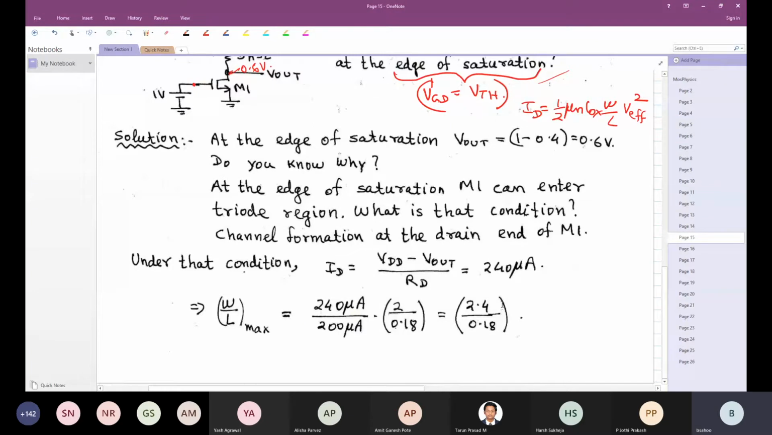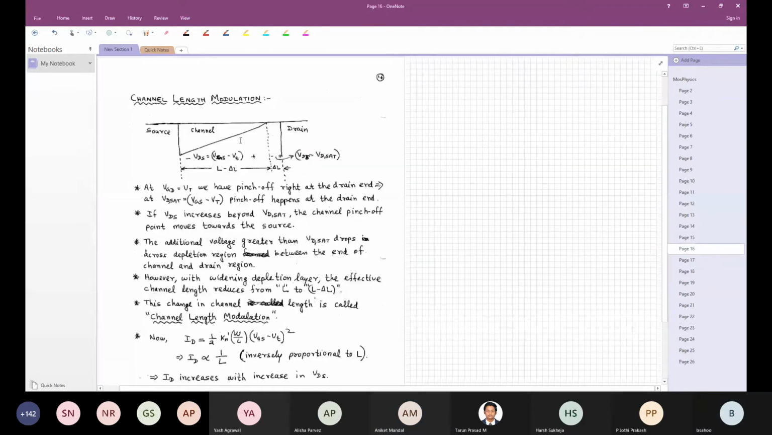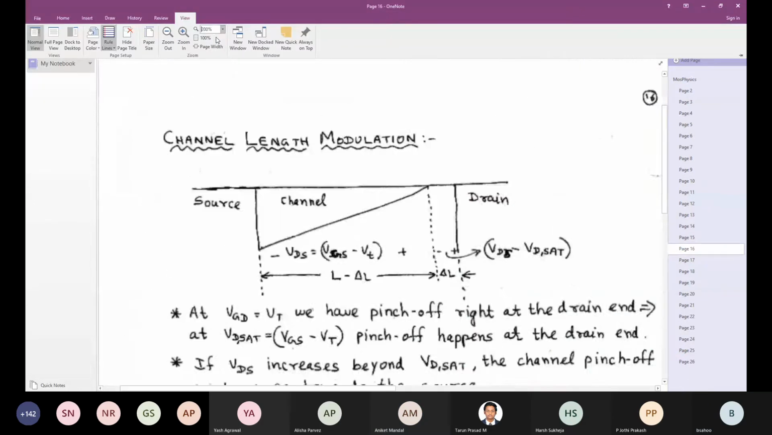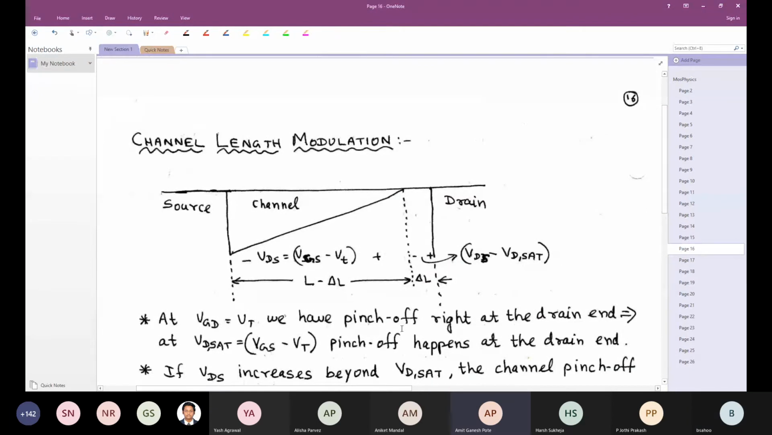Am I clear with this example? Yes, sir. Okay. Sir, in the previous example, why would the value of W by L be maximum?